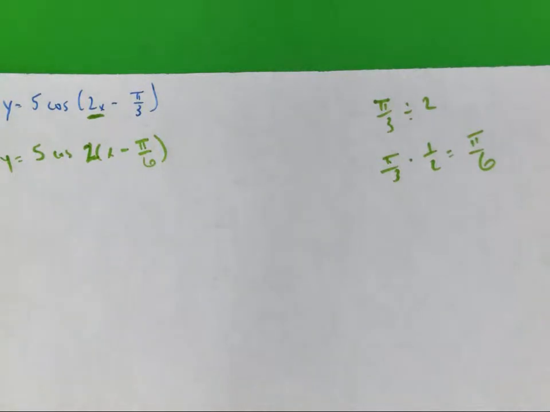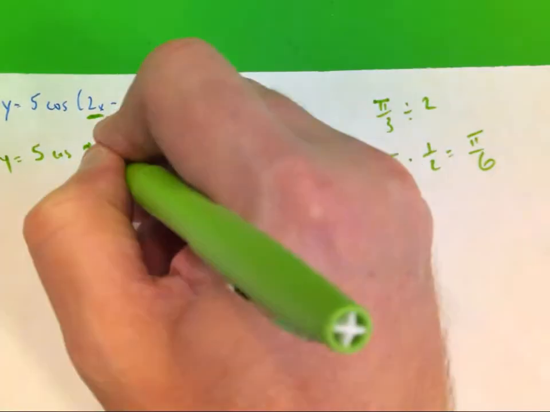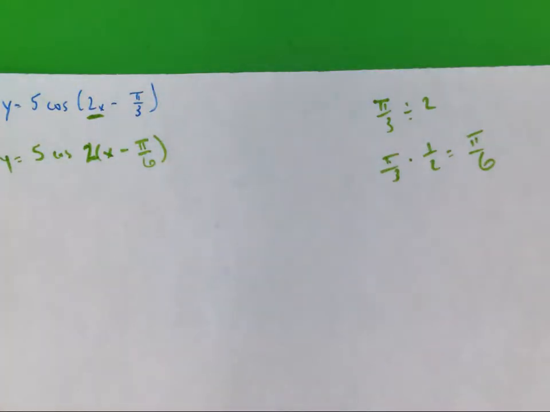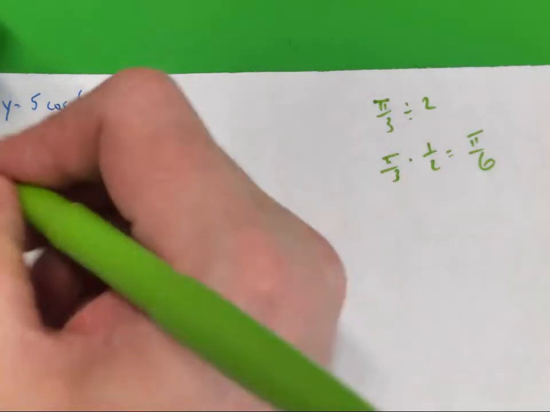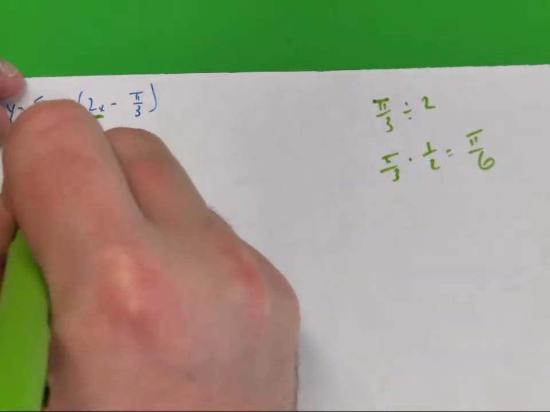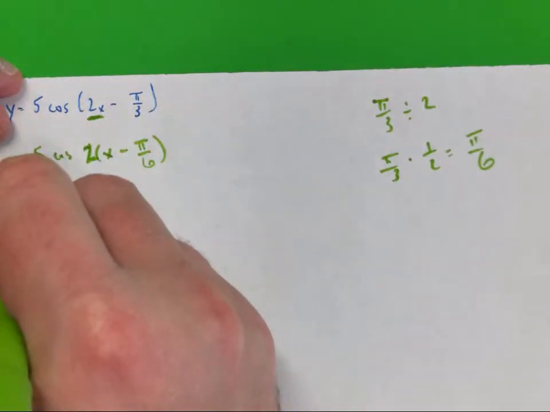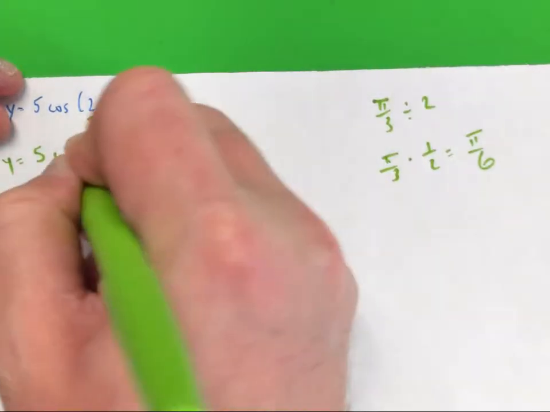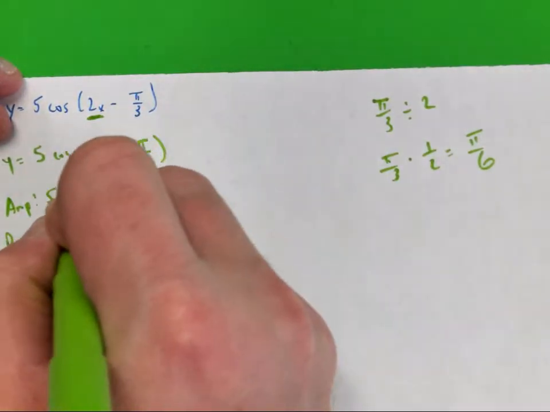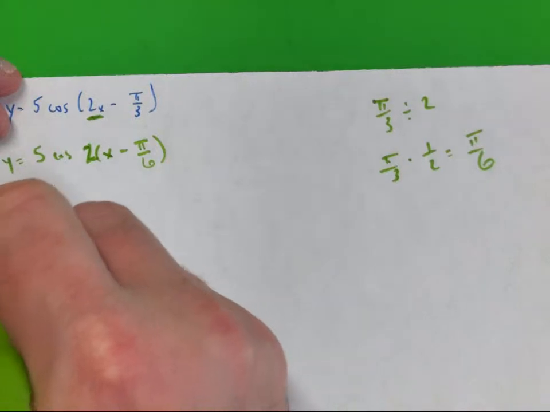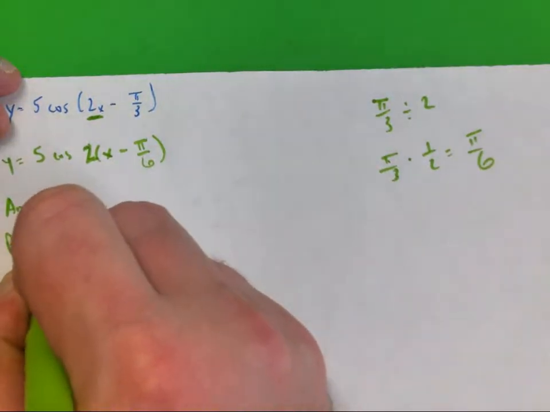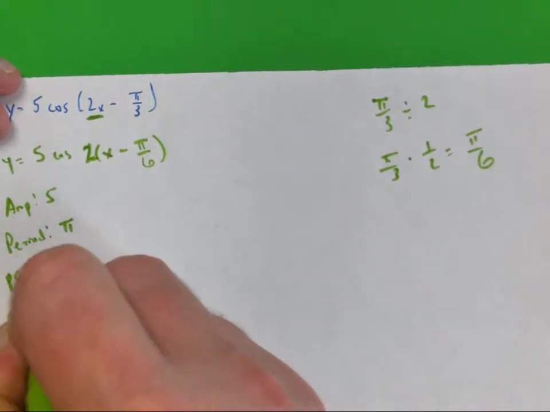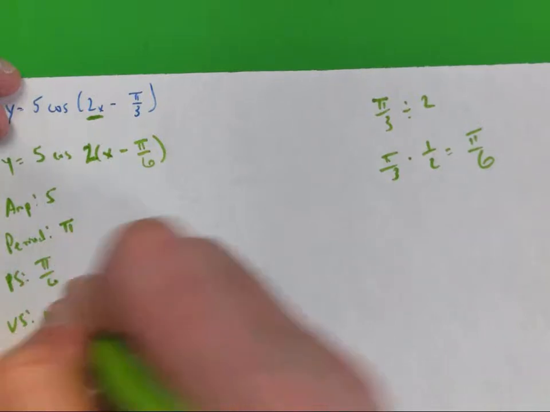Okay? Does everybody see how I got that pi over 6? That's the hardest part of this problem. Now, what's my amplitude? 5. My period would be 2 pi divided by 2, which is pi. My phase shift would be pi over 6. And do I have a vertical shift? No.